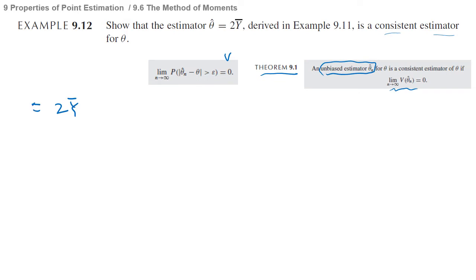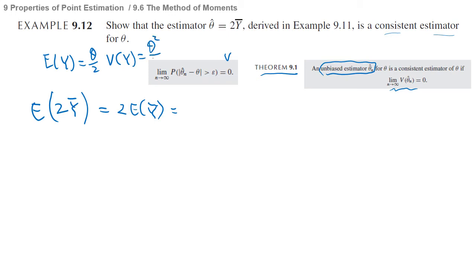To prove that our theta hat is an unbiased estimator, take the expectation of this. This is 2 times the expected value of y bar, and since the expected value of y is theta over 2 and the variance of y is theta squared over 12, from here you can derive that this is theta.